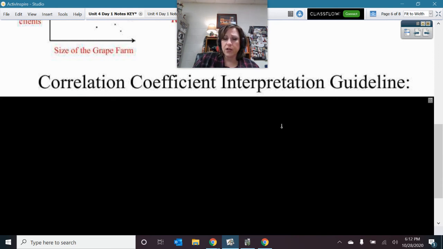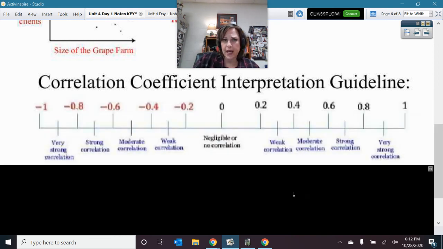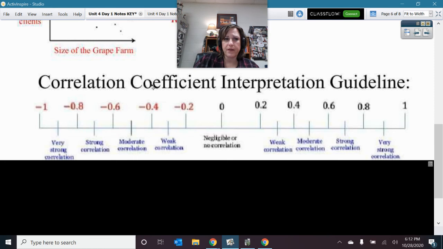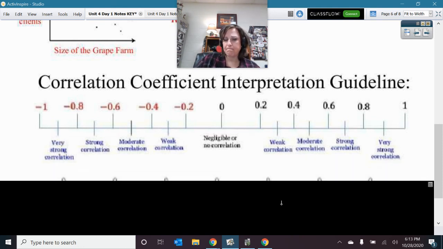Here is another way to visualize the interpretation of the correlation coefficient. Here is no correlation, no linear correlation, at 0. Then we have a weak correlation, moderate, strong, and very strong. So that's kind of giving you that. And then we go to the negative side: weak, moderate, strong negative, and very strong negative, okay?